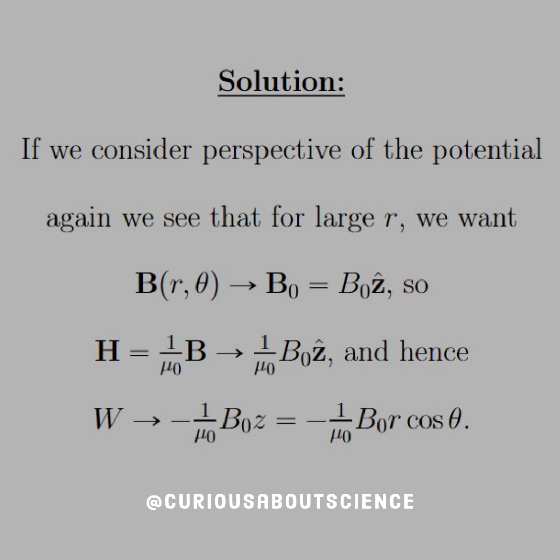Now with the auxiliary field H, we know that that's equal to 1 over mu naught B, so that would imply that H goes to 1 over mu naught B naught z hat, and hence the potential is equal to negative, because remember negative gradient, 1 over mu naught B naught z, but we can break z down into r cosine theta, so you're good there.